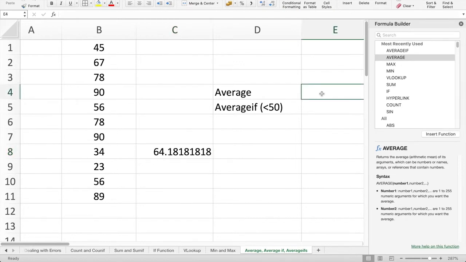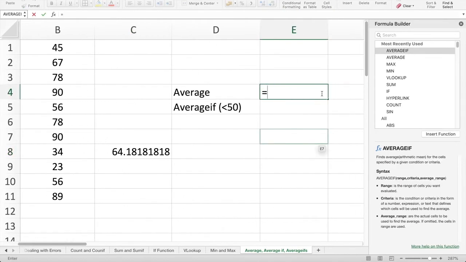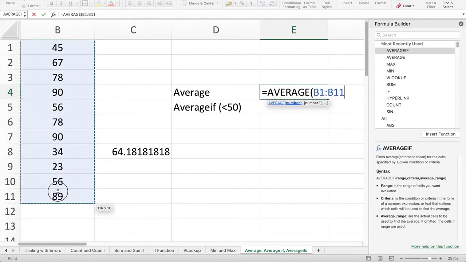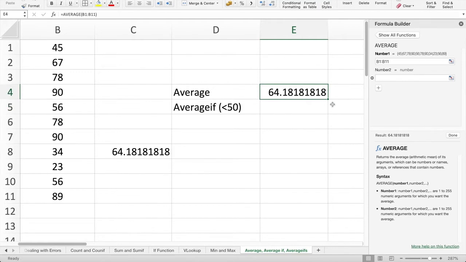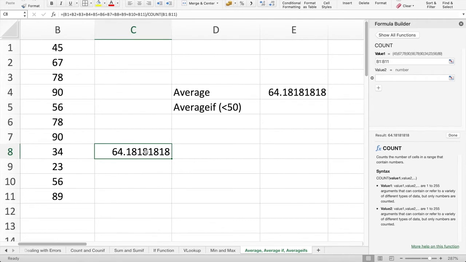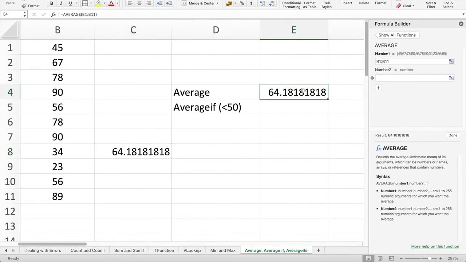Let's have the equal sign. Just like any other formula that we have tackled before, we always use the equal sign to designate that it is a formula, that you are doing an Excel formula. So let's have equals, then AVERAGE. Click here and drag up to the last data, B11. Then close it with a closing parenthesis, then enter. So it is 64.18, meaning we are correct. We are the same with this one. That's the first one, guys, the AVERAGE function.